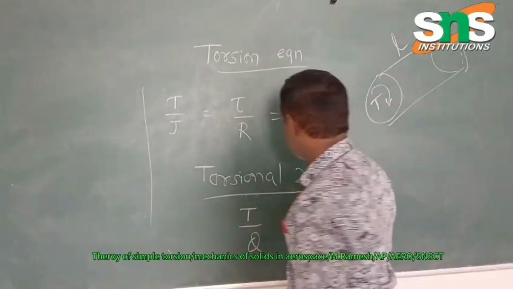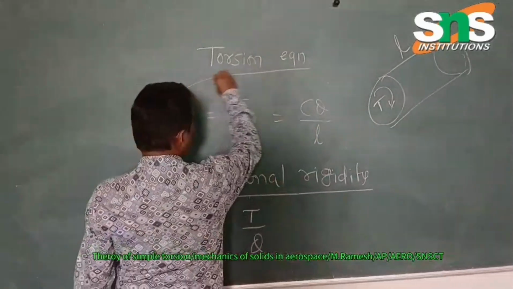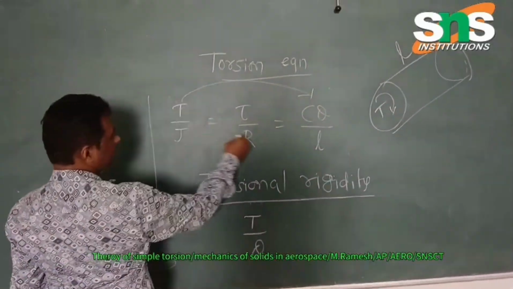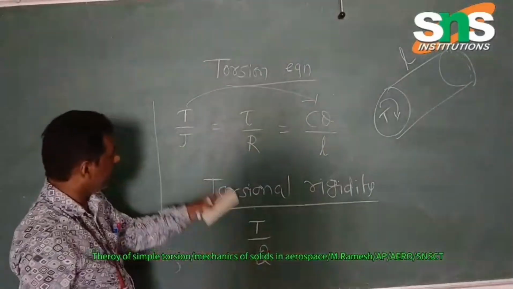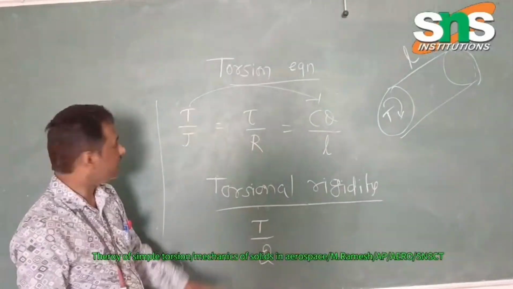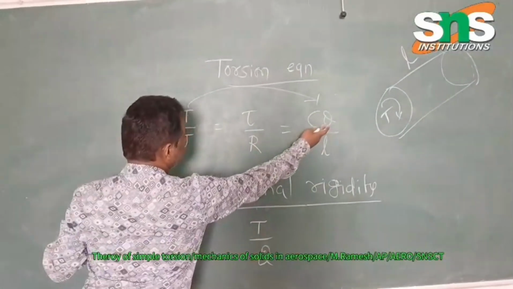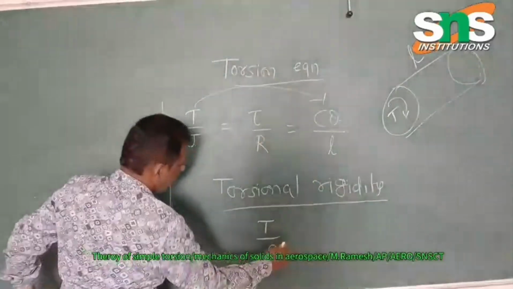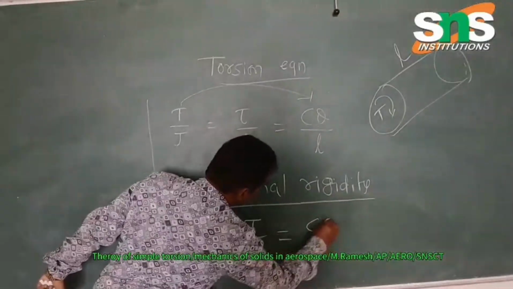So we can consider this one, because here torque is there, and here theta is there. From that, to find T by theta, you just shift it here, J goes there. So this will be equal to CJ by L.